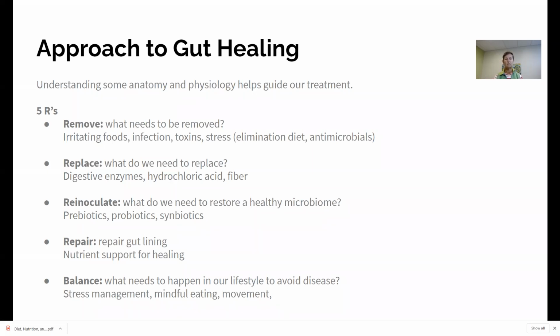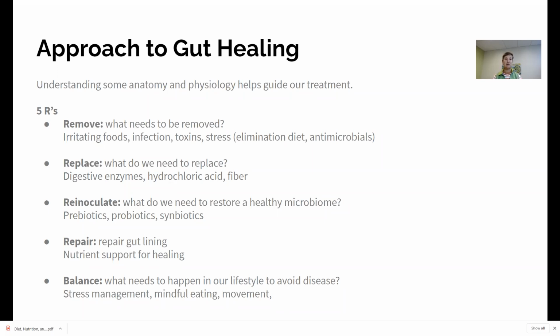So, really a lot of what we're doing is like re-inoculating, like fermented foods, making sure you're getting all different colors in your diet, limiting sugar, like all of those things will play a role.